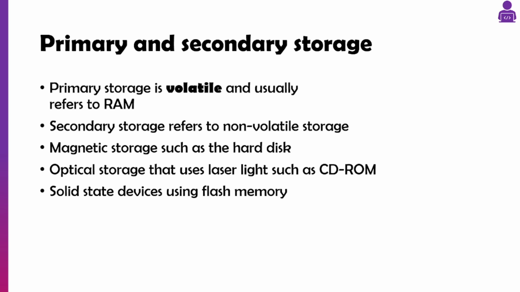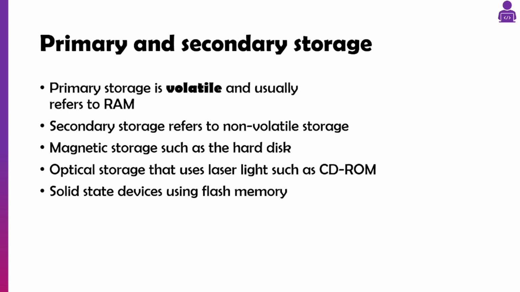So first things first, we need to look at primary and secondary storage. Primary storage is volatile and usually refers to RAM, not always, but most of the time. It can refer to ROM as well, but most of the time we're talking about RAM. Volatile means it loses its data if there's no electricity going to it. Secondary storage refers to long-term, non-volatile storage.